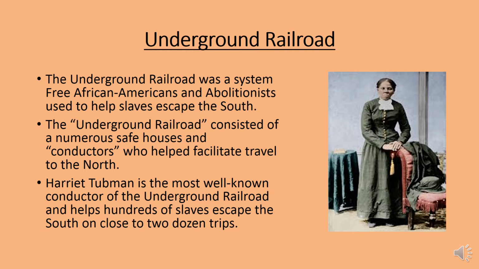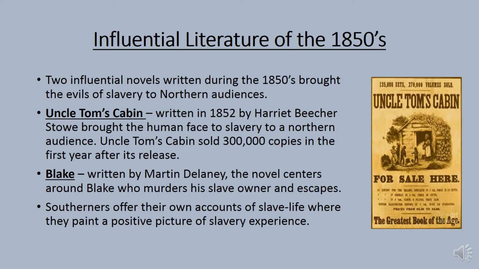She helps hundreds of slaves escape, and she actually takes close to two dozen trips back into the South to help slaves escape into the North. Also, Harriet Tubman is a native of Cambridge, Maryland, and was enslaved on the Eastern Shore, and returned over and over again to the Eastern Shore to help slaves escape into the North.